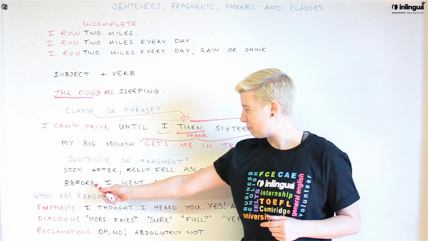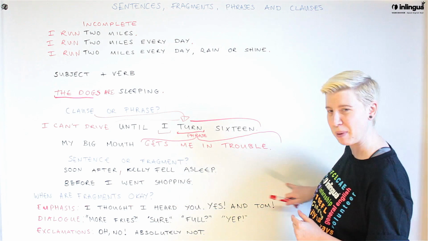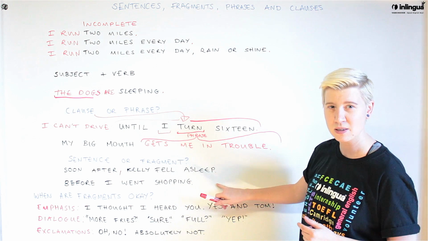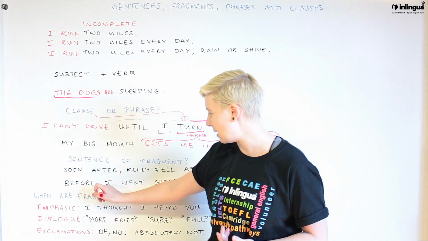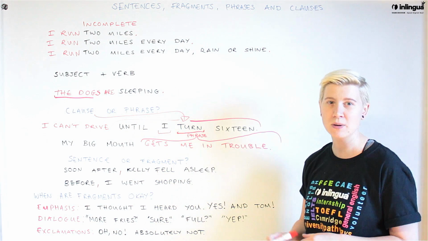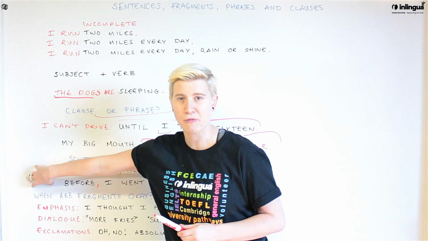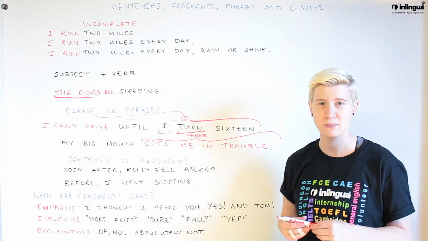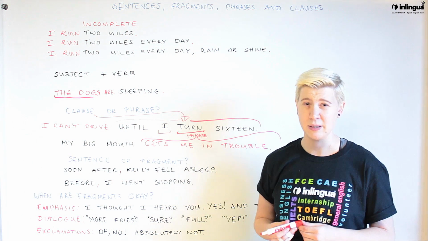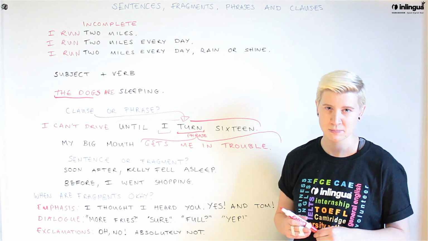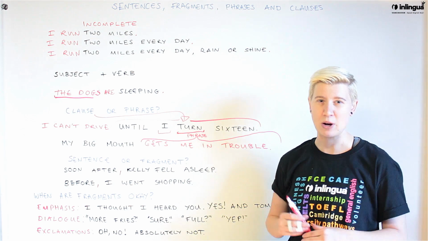When we say, before I went shopping, there is a gap here. We need to finish the sentence. Or, we can add in our pause, before I went shopping. And we know that there was another sentence in front that gave us more information. I got home late last night, before I went shopping. Before I got home late, I went shopping.